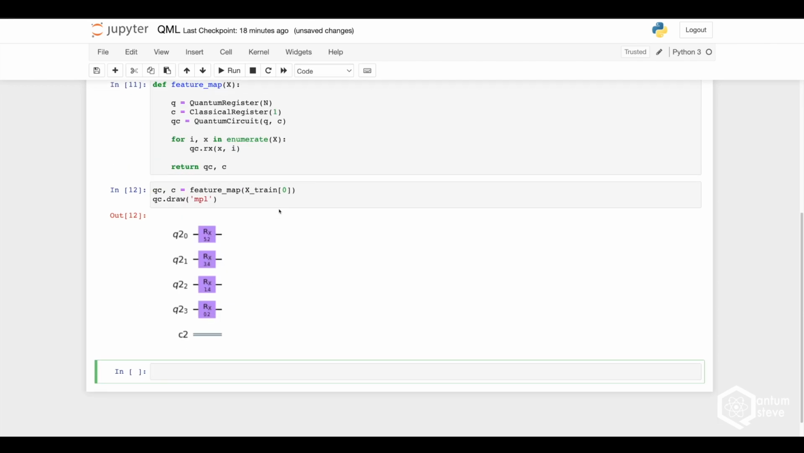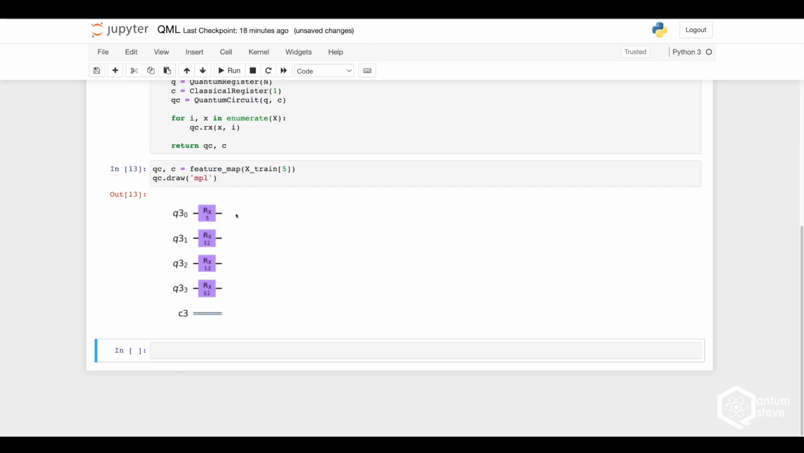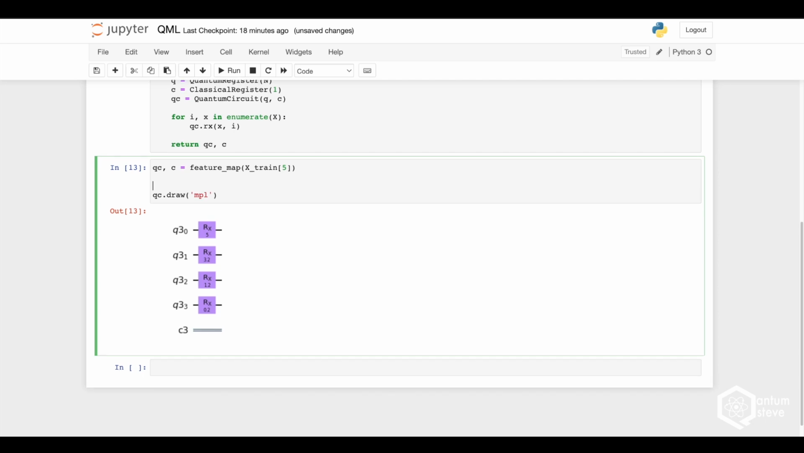Alright, so this is now the feature map. And as you can see, if I change the data point here, it will have different rotations, so it can indeed map the data onto the quantum processor. So now the next step is we need to measure the quantum circuit here. We need to get some output. And the output, this measurement, is then going to be our prediction of the quantum circuit.